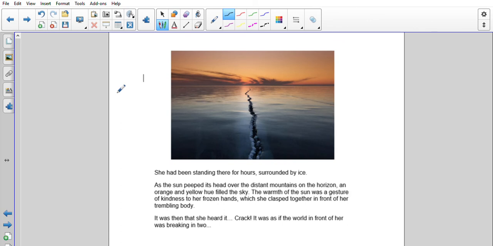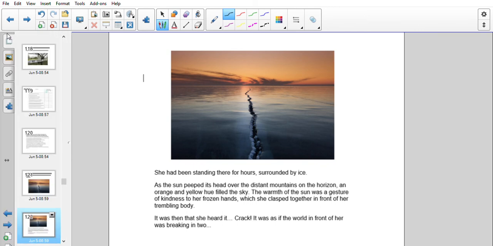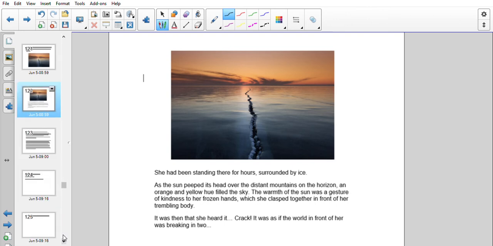She had been standing there for hours, surrounded by ice, as the sun peeped its head over the distant mountains on the horizon. An orange and yellow hue filled the sky. The warmth of the sun was a gesture of kindness to her frozen hands, which she clasped together in front of her trembling body. It was then that she heard it. Crack! It was as if the world in front of her was breaking in two.